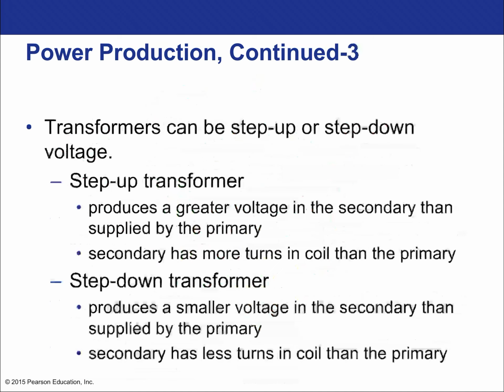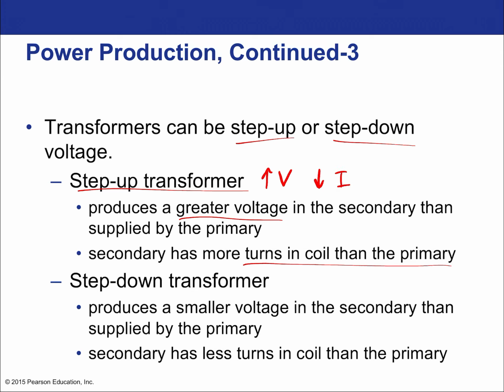All right, so transformers can be step up or step down. A step up transformer produces a greater voltage in the secondary coil. And so in that case, the secondary has more turns in the coil than the primary. A step up transformer steps up voltage, but it steps up voltage at the cost of current. So if voltage goes up, current must go down.